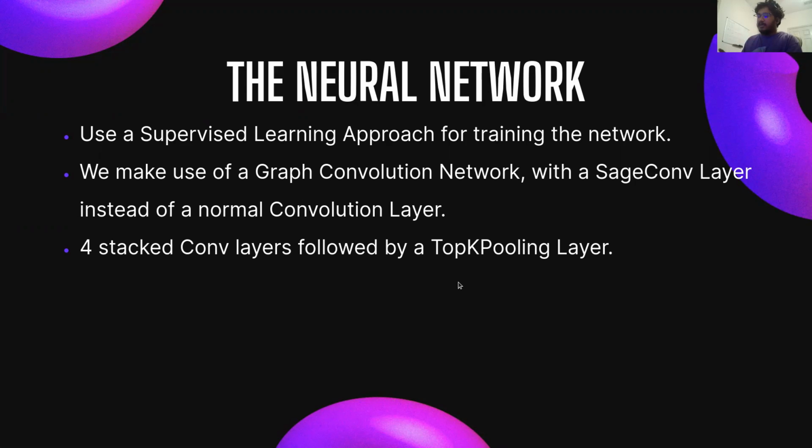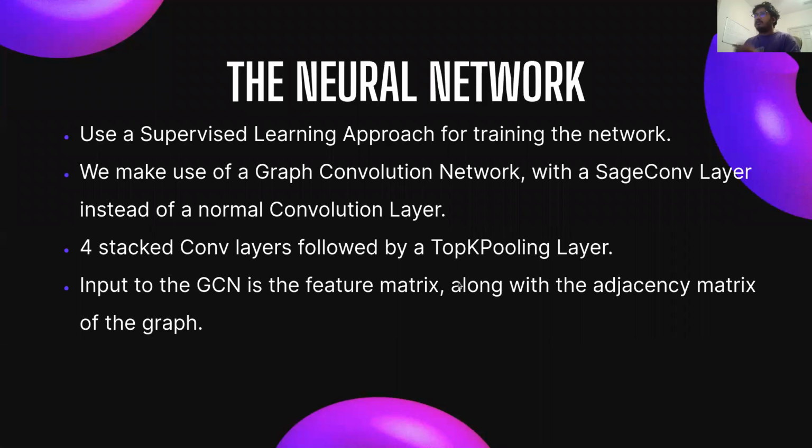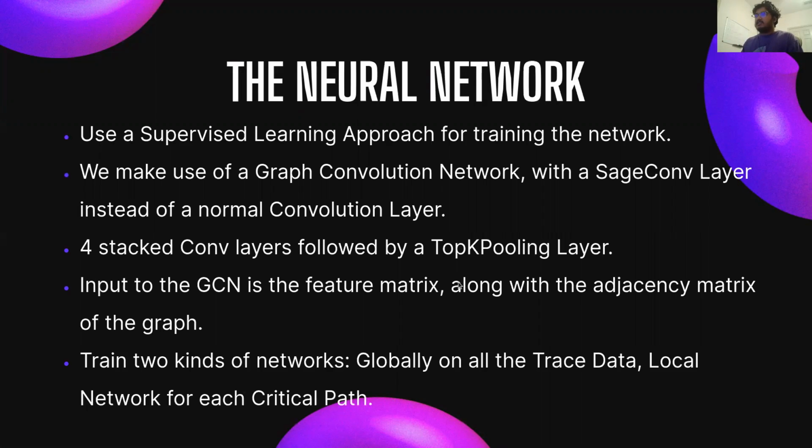And we use a top k pooling layer because multiple services in a particular graph can bug out, and we want all the services to be detected, not only the services bugging out the maximum number of times. The input to the GCN is a feature matrix along with the adjacency matrix.